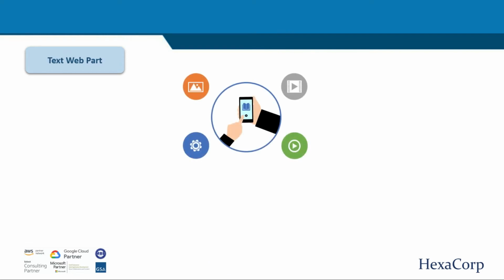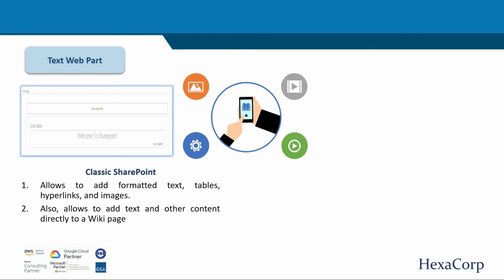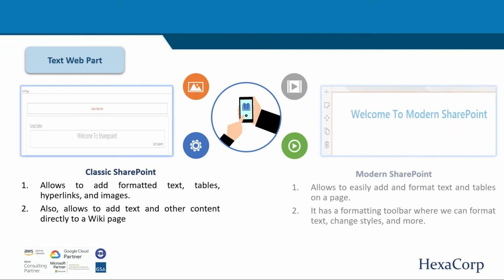Text web part. The purpose of the text web part is to add text and other content. The classic text web part allows you to add formatted text, tables, hyperlinks, and images. It also allows you to add text and other content directly to a wiki page. The modern text web part allows you to easily add and format text and tables on a page. It has a formatting toolbar where we can format text, change styles, and more.